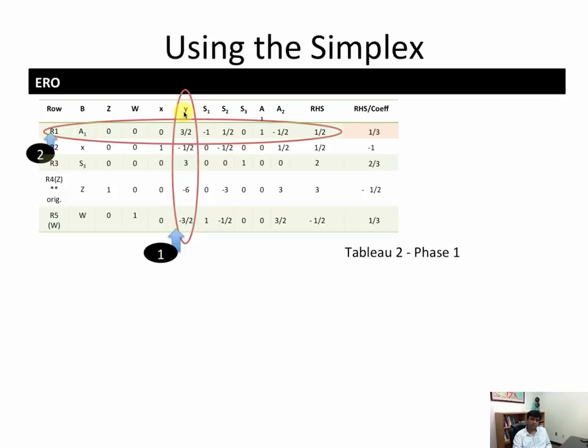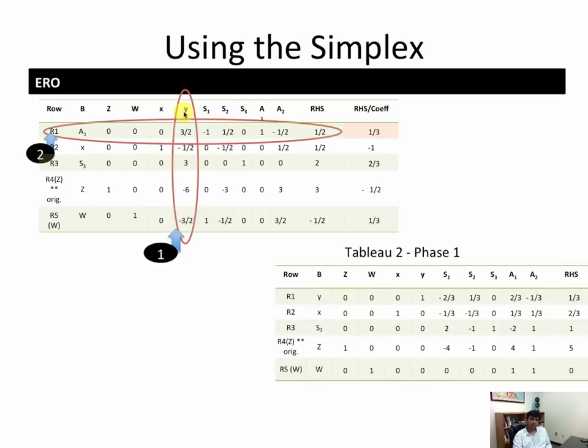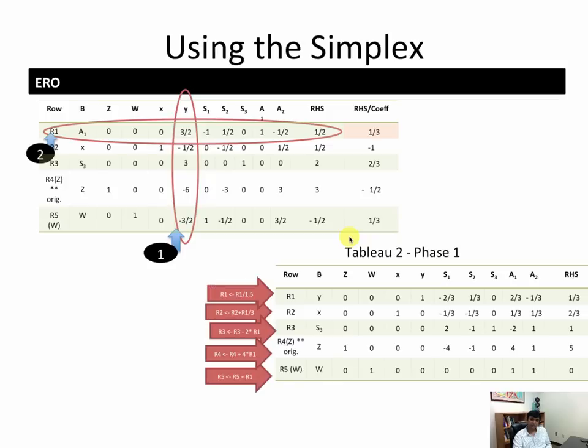So in Tableau 2 of phase 1, we have to perform the following operations, and this is what I get after performing those operations: R1 is changed to R1 by 1.5, R2 is changed to R2 plus R1 by 3, R3 is changed to R3 minus 2 multiplied by R1, R4 is changed to R4 plus 4 times R1, and R5 is changed to R5 plus R1. And now we see that as a result of this, we do not have any more negatives.